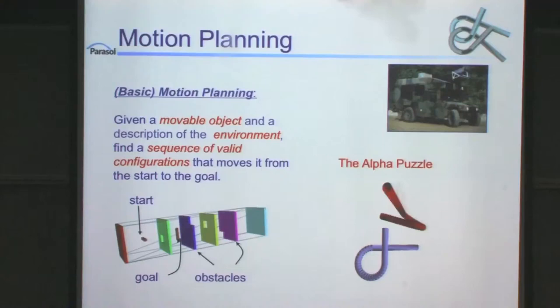So motion planning, the basic definition is you have some movable object and you have a description of the environment and what you'd like to do.